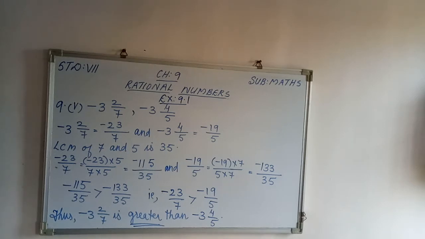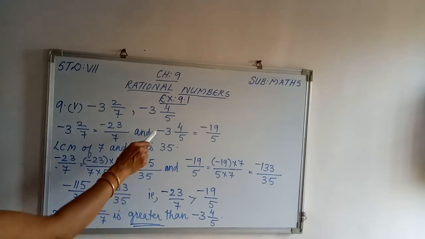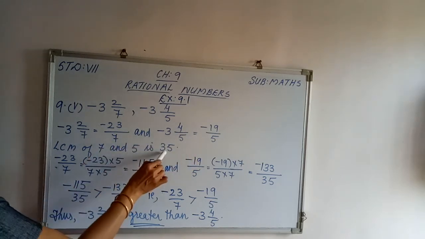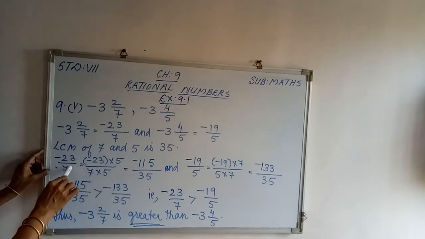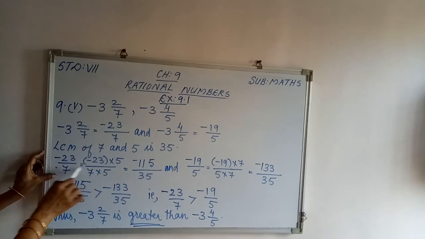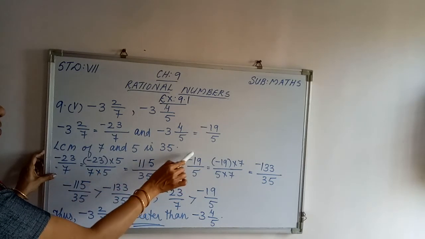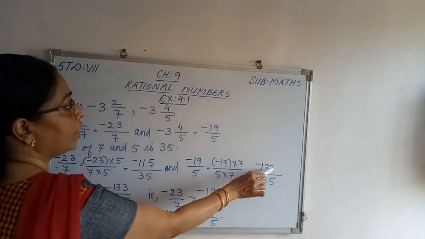Now the last one. Question 5 is a mixed rational number. See here. Minus 3 2 upon 7, minus 3 4 upon 5. So minus 3 2 upon 7 can be written as minus 23 upon 7, and minus 3 4 upon 5 can be written as minus 19 upon 5. So LCM of 7 and 5 is 35. So minus 23 upon 7, we get it as minus 115 upon 35, and minus 19 upon 5, minus 133 upon 35.